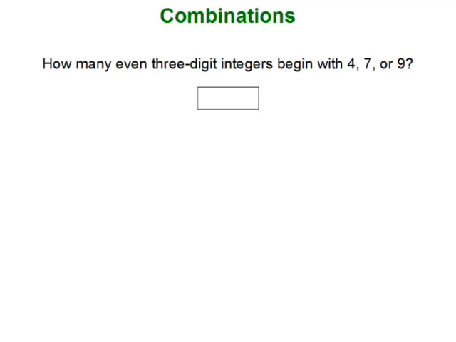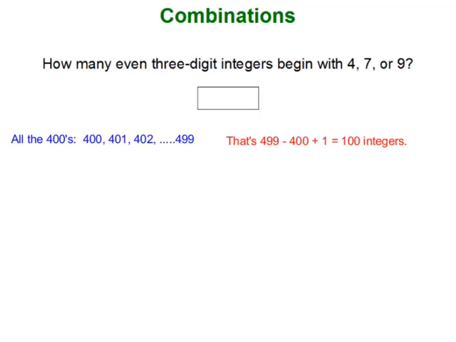So looking at three-digit integers that begin with 4, 7, or 9. All right, that's the 400s, the 700s, and the 900s. And I think that's probably the easiest place to start. It's kind of practical, right? 400 all the way up to 499. That is 100 integers. So one way to see that is take the highest minus the lowest and then add 1 before you're done to account for the fact that you are including 400 in that count.